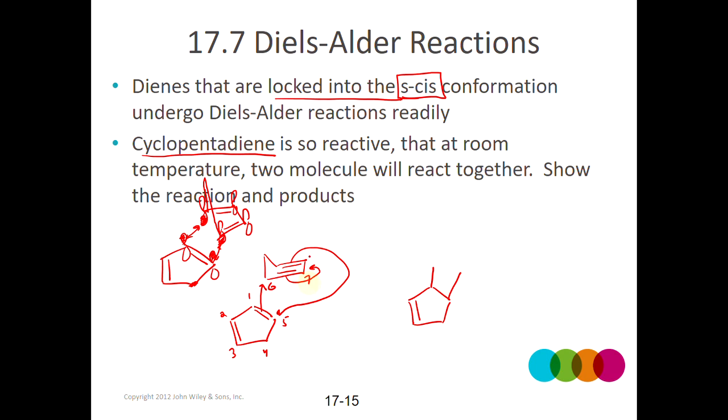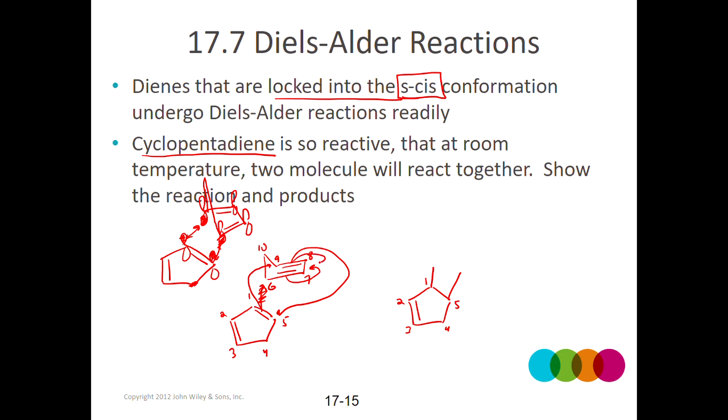6, 7, 8, 9, 10. So the pi bond between 2 and 3 is still there. 5 is going to connect to 9. And 1 is going to connect to 6. Actually, I didn't really do that very well. Let's fix this. 1 is actually more likely to connect to 9 back here.